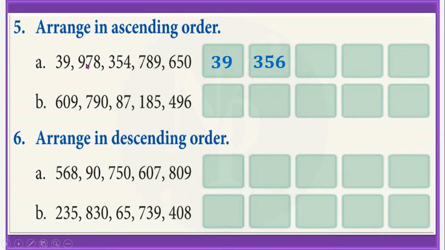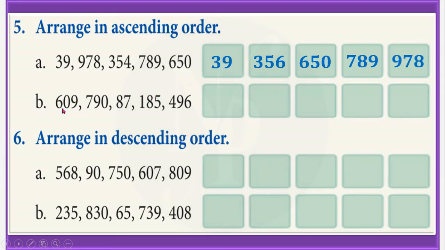So leaving this, compare these 3 numbers now, 978, 789 and 650. At hundreds places we have 6, 7 and 9. 6 is small, therefore 650 is written here. And comparing 978 and 789, 789 with the 7 in hundreds place is the smallest among these two. So it will be written in the 4th box here. And finally the remaining number 978 in the last and 5th box here.